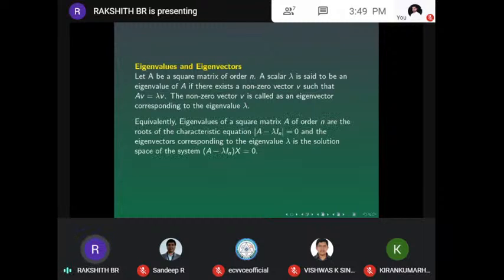There are certain equivalent definitions. Equivalently, the eigenvalues of a square matrix are the roots of the characteristic polynomial, or the roots of the characteristic equation, determinant of A minus lambda I equal to 0. The eigenvectors corresponding to the eigenvalue lambda are the solution space of the homogeneous system A minus lambda I times x equal to 0. Both definitions are equivalent, and you can easily observe that. Therefore, by an eigenvalue we mean a root of the characteristic equation, that is, determinant of A minus lambda I equal to 0.